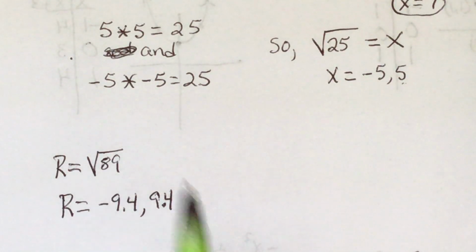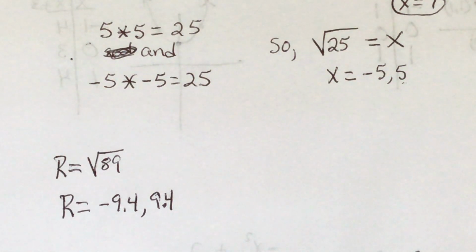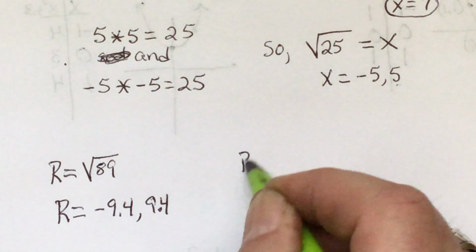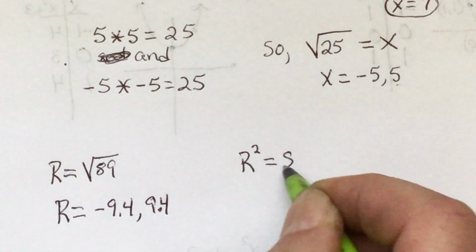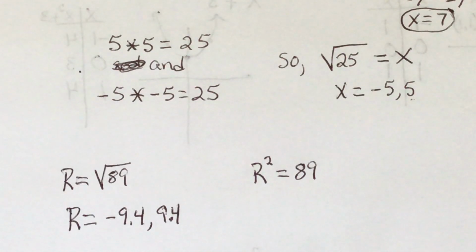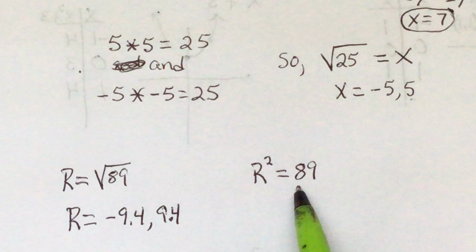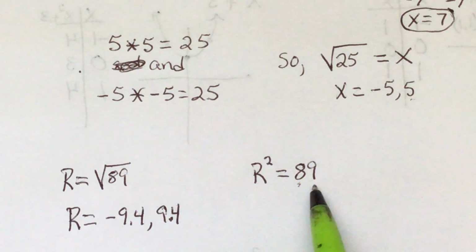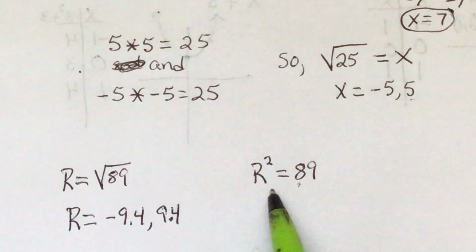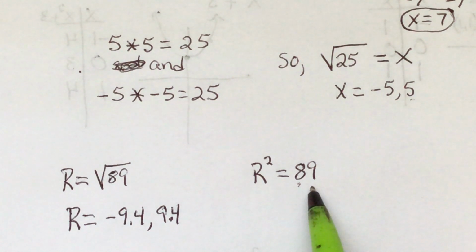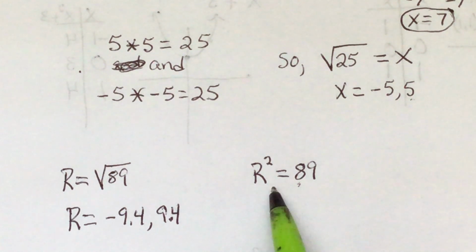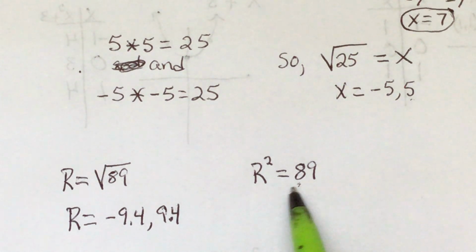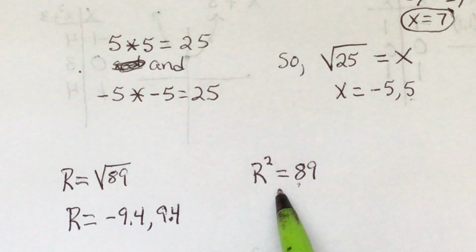I'm going to do the same problem again and show you another way that it could be set up. How about r squared equals 89? Okay, we need an answer for r, not r squared. So we run through PEMDAS backwards. There's nothing being added, so there's no subtraction. There's nothing being subtracted, so there's no adding. There is no division, so we can't multiply. There's no multiplication, so we can't divide.